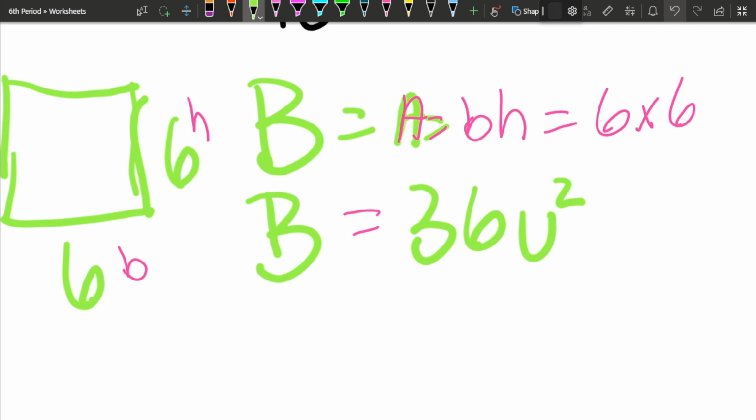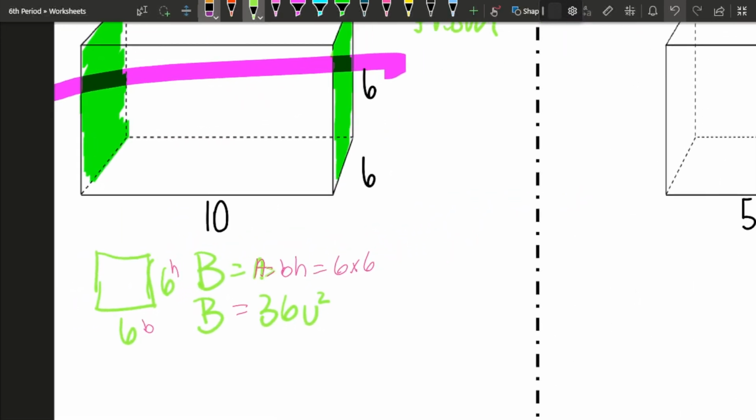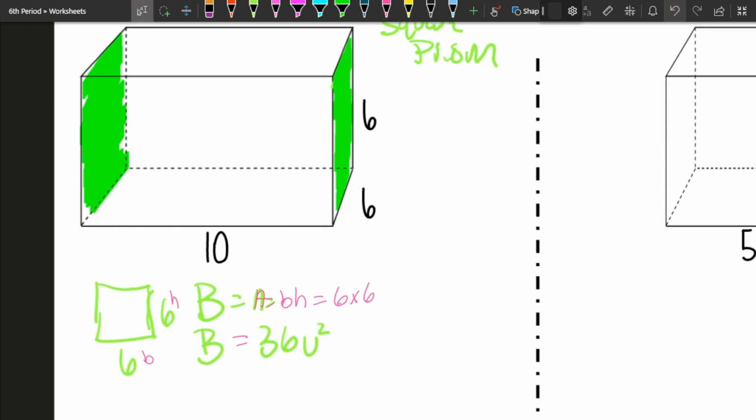Okay? So now we can go back to the prism and look at it again. And we're going to do something real quick. We're going to cross out the numbers that I already used. What numbers did I already use? 6 and 6. Cross them out. We don't need them anymore because we already worked with them.